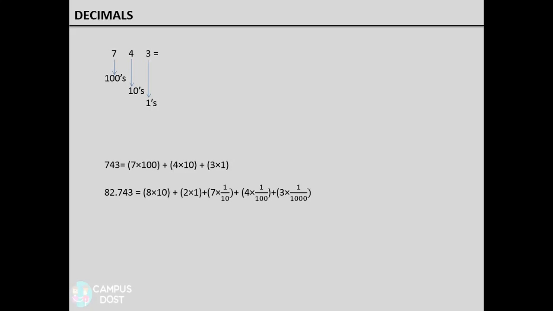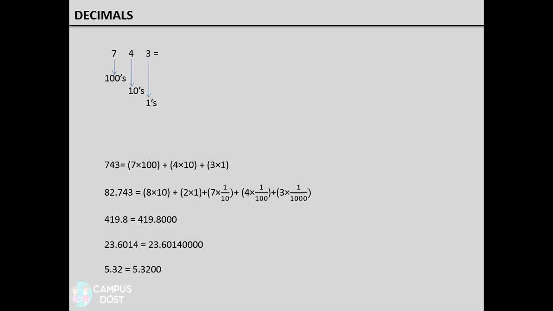Similarly, since the 4 here is in the hundredths position, our number consists of 4 hundredths, and since the 3 is in the thousandths position, our number consists of 3 thousandths. So the value of the number 82.743 is equal to the sum on the right hand side. Alright. Now let's take a closer look at the place value to the right of the decimal. The first digit represents tenths, the second digit represents hundredths, the third digit represents thousandths, and so on.